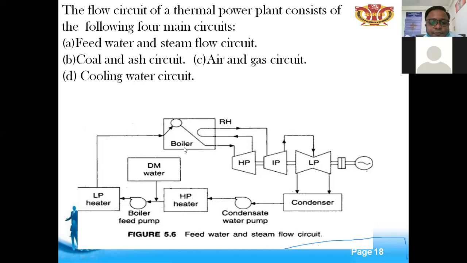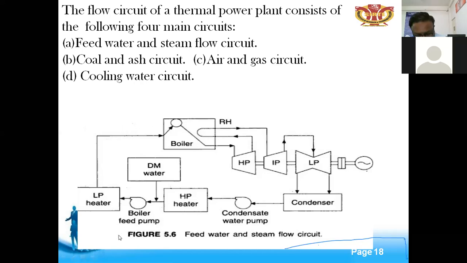This is the boiler, reheater, HP turbine, intermediate turbine, low pressure turbine. After that, the expansion takes place in more than one stage in the turbines. The steam goes into the condenser side. Condensate is collected and pumped through the water pump into the HP heater, and after that it goes into the boiler feed pump, then it is supplied to the LP heater, and finally it is supplied to the boiler unit. This is the arrangement where the feed water and steam flow circuit is well defined.